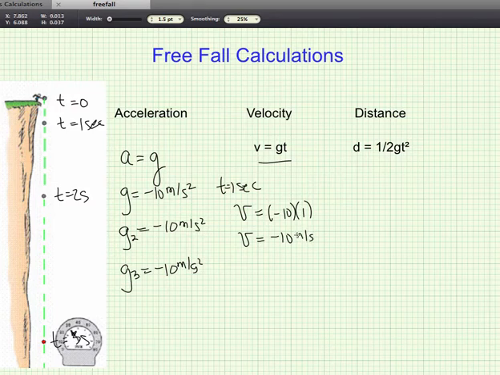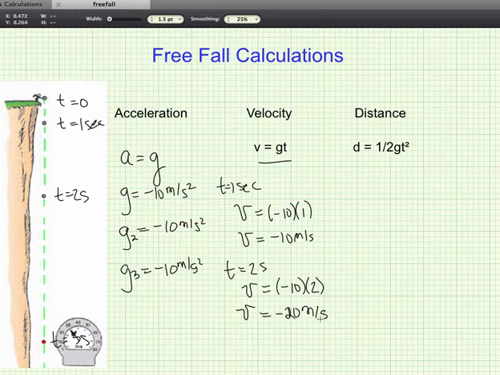Remember, all the negative sign tells you is direction. Let's continue and do it for 2 seconds. So now at 2 seconds, I'm going to use the same equation that the velocity equals the acceleration. Remember, g's not changing, so it's still negative 10, and the time is 2 seconds. That means my velocity is going to be negative 20 meters per second.